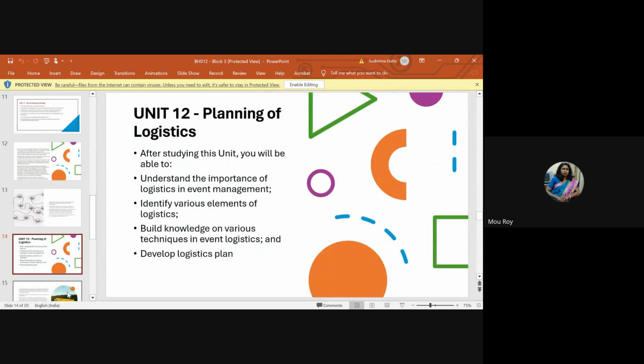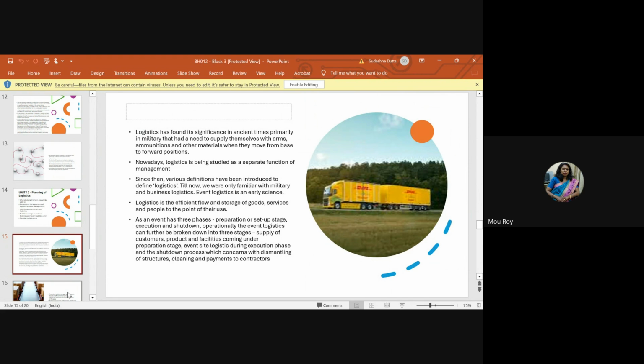Okay, now coming to unit 2, planning of logistics. After studying this unit, you will be able to understand the importance of logistics in event management, identify various elements of logistics, build knowledge on various techniques in event logistics, and develop a logistic plan, like transport facility, and hotels where you'll be staying, putting up accommodation and all.